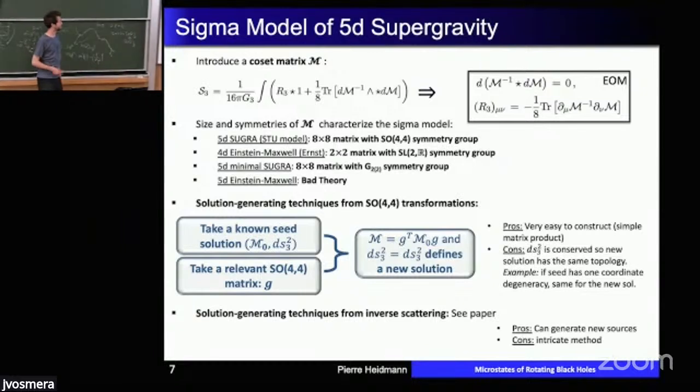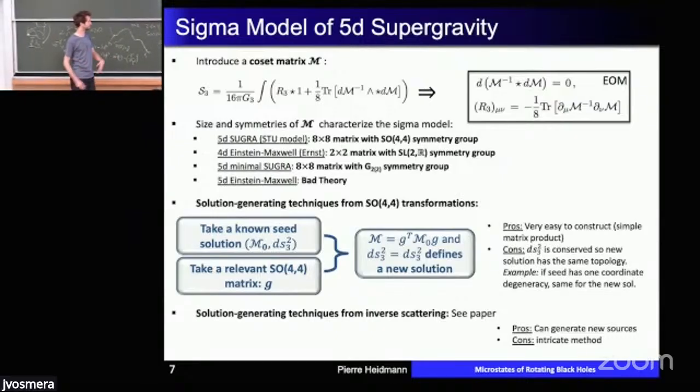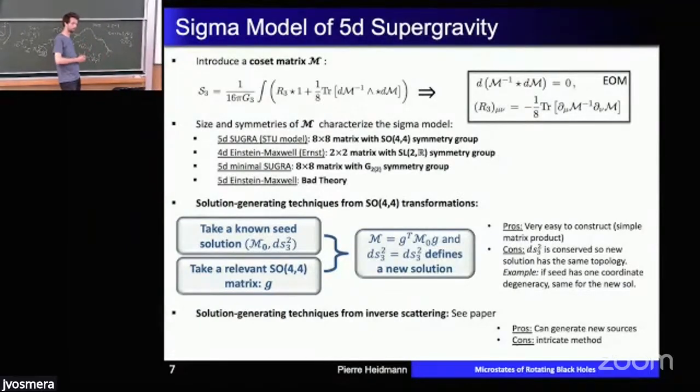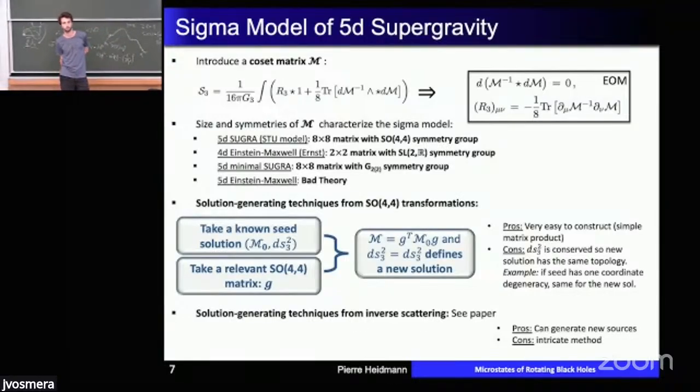Okay, the process here for the inverse scattering is obviously more complicated than this matrix product, but you can generate new source. So you can change the base. You can go from a solution with 0 source to 5 source and stuff like that. That's the question I think I should have been asking.